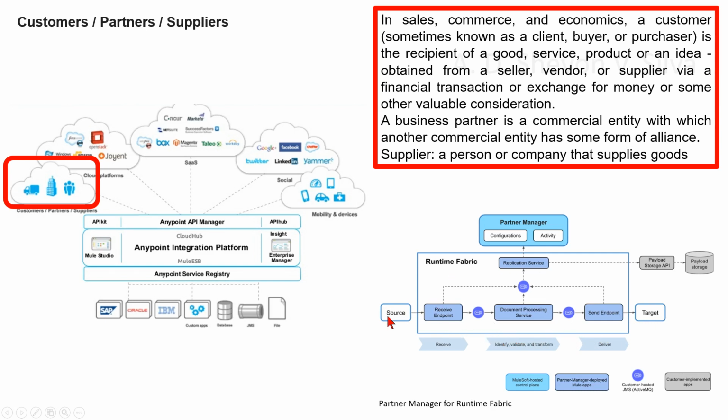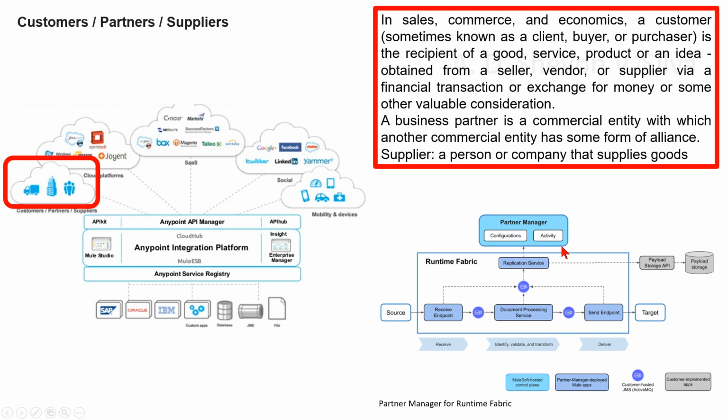Here you can see the source is connected to the receive endpoint, document processing service, send endpoint, and replication services, and the customer-hosted JMS ActiveMQs are in Runtime Fabric. Here the receive endpoint is connected to the customer-hosted JMS, and it is connected to the document processing service, and it is connected to the customer-hosted JMS, and it is connected to the send endpoint. The receive endpoint, document processing service, and send endpoints are connected to the customer-hosted JMS, and it is connected to the replication service. The replication service is connected to Partner Manager and the payload storage API.